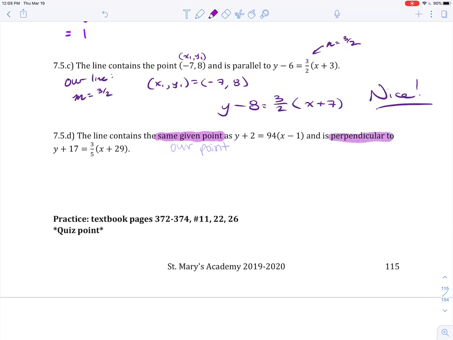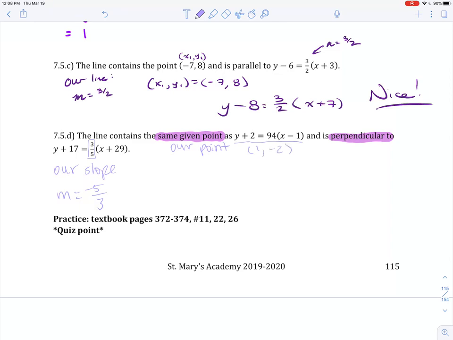And the other very important piece of information in this example is that we know that the line we are looking for is perpendicular to the next line given. Okay, so thinking back to our perpendicular and parallel lines knowledge, we know that if this is the slope of a perpendicular line, then our slope will be the negative reciprocal of it. So I'm going to turn it over, make it the opposite sign. So in this case, negative 5 over 3 is our slope.